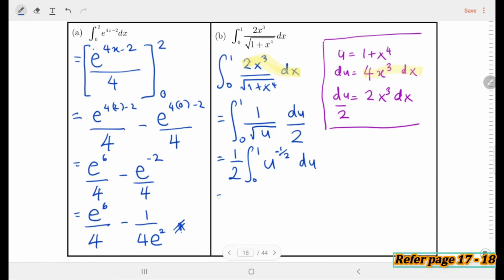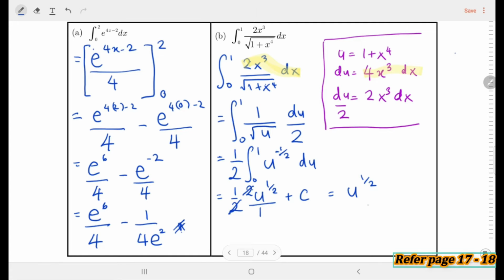Now we will integrate. The integration of u to the negative half is u to the power of half, since negative half plus 1 is a half, over half, which is 1 over 2, plus c. Then we are going to use the upper and lower limits. First I put the c here, because I want to integrate this, so we cancel out these two. So now the answer is u to the power of half.